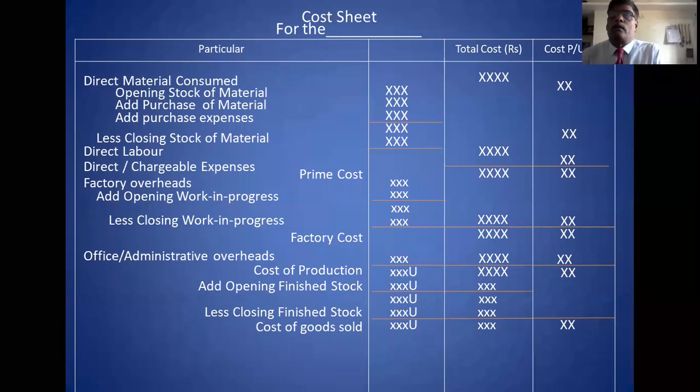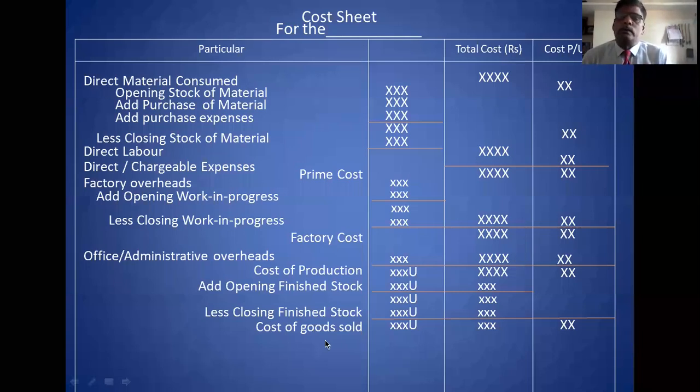From the starting stage to the cost of production stage, you have to divide the total cost by the units produced. Remember, my dear friends. Then from the cost of goods sold onward to subsequent stages, you divide the total cost by the number of units sold to ascertain the cost per unit. If you want to calculate the total, you multiply by the number of units sold. I will explain these points while solving the problem also.